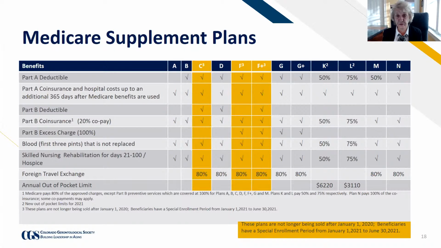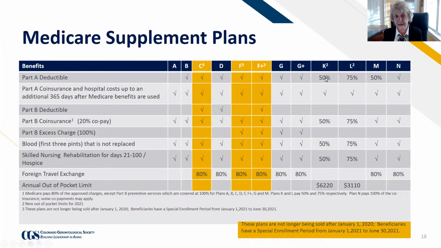You have to do that between January 2021 to June 30th, 2021. There is a special enrollment period that will allow you to do that. The way that these different plans pay benefits is indicated by the different check marks or the percentages. So the Part A deductible, if you buy a Plan A, is not going to be paid. You have to pay it yourself. If you buy a B through G or an N, it is paid for by the company.